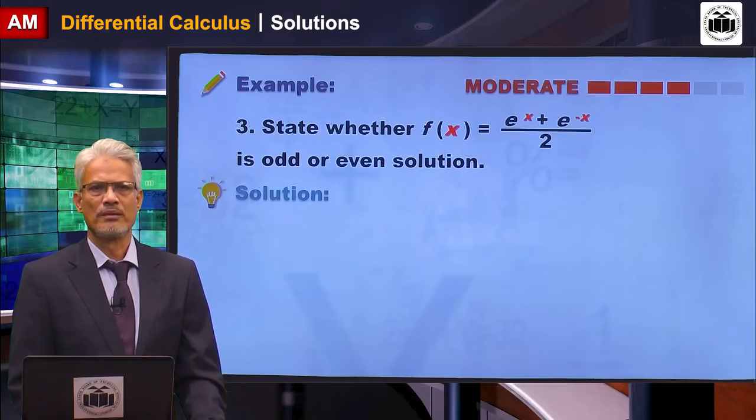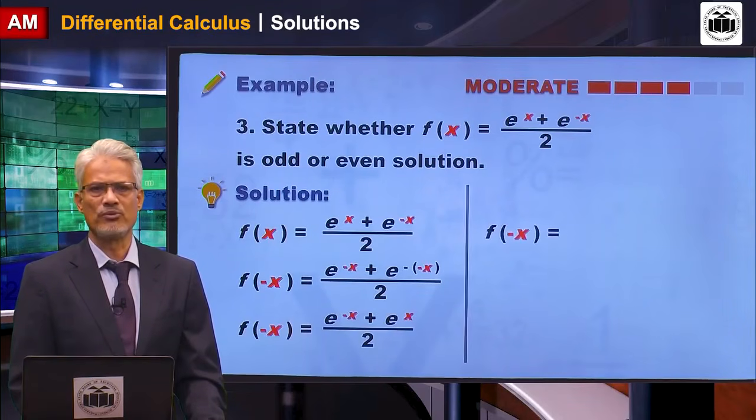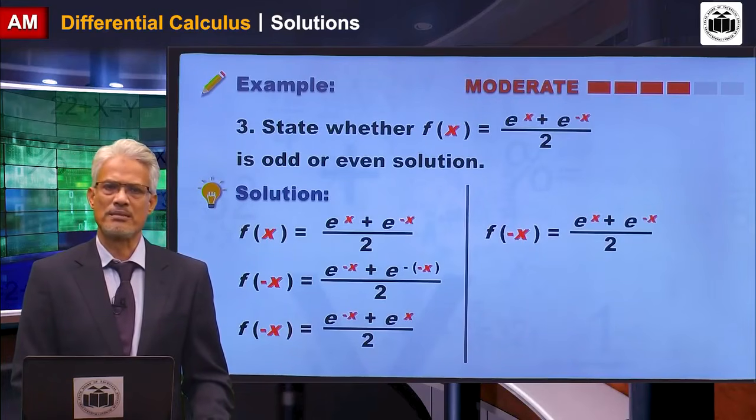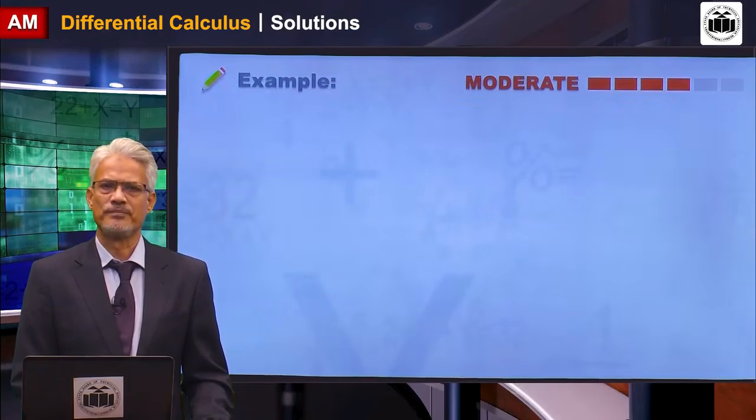Since f(x) = (e^x + e^(-x))/2, we are substituting x by minus x, and we are getting (e^(-x) + e^x)/2, which is equal to (e^x + e^(-x))/2. Therefore, we got f(-x) equal to (e^x + e^(-x))/2, which is equal to f(x). Hence, it is an even function.